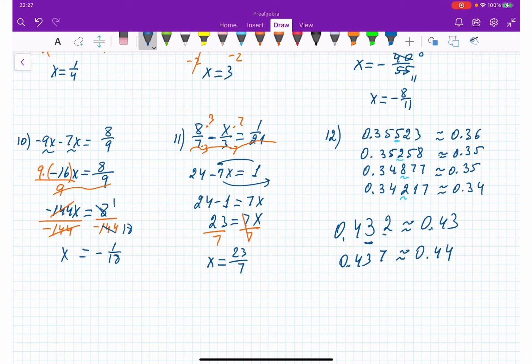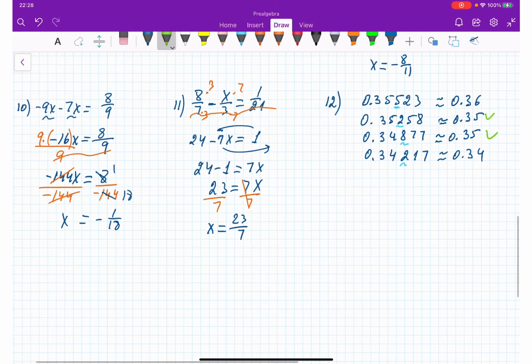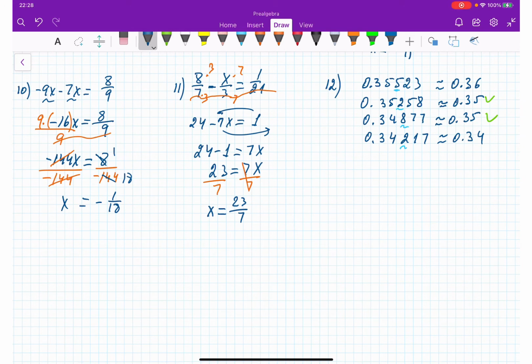Why did I round to hundredths? Because it says round to 0.35. Okay, let me clean this up here. So which ones are 0.35? This one and this one. Yes? Okay. Next one. Similar one. Let's do it.